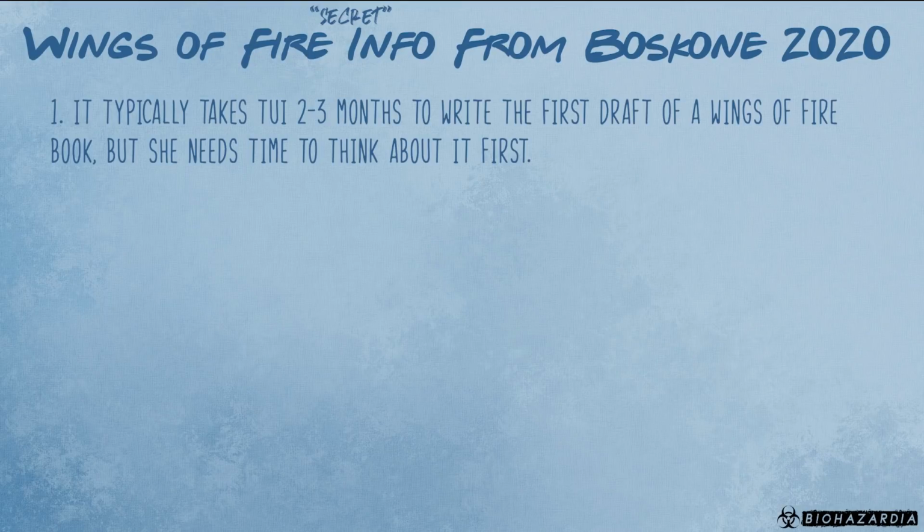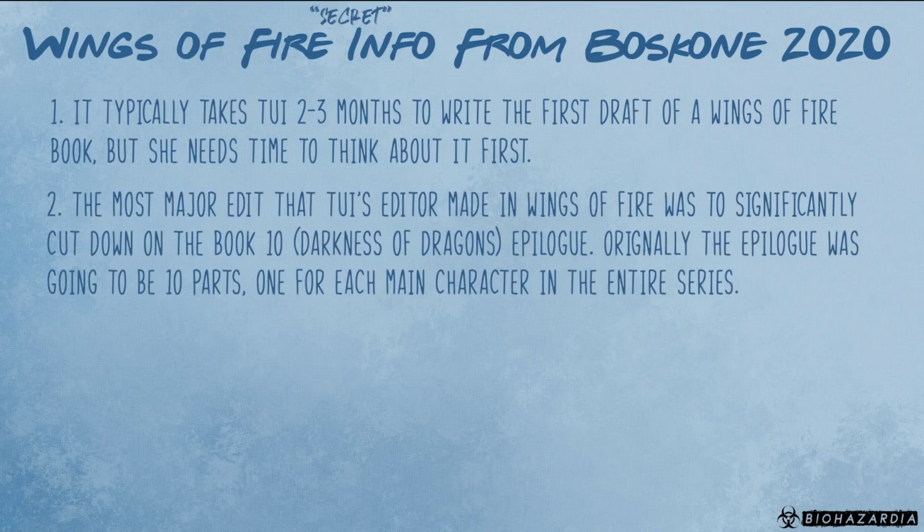The most major edit that her editor has made recently was cutting down the epilogue of Book 10. Her editor felt that the epilogue of Book 10 was too epilogue-y, too much like it would be the end of the series forever. Originally, the Book 10 epilogue had 10 sections, one for each of the main characters throughout the series. She tried to squish sections together, like Clay's and Peril's, to make up for it, and she also had to take a lot out and save it in a separate document.